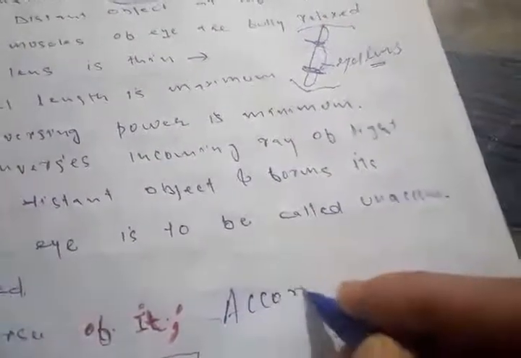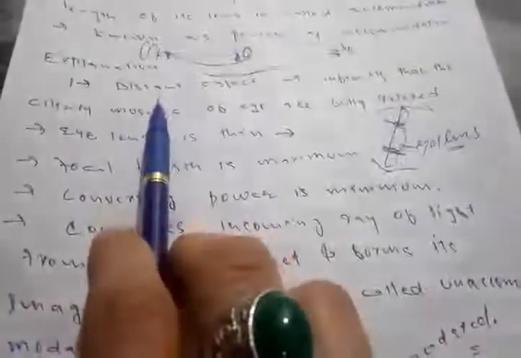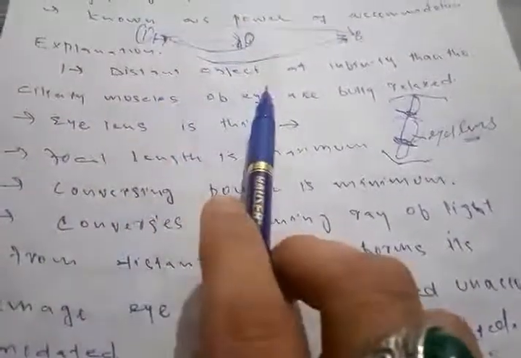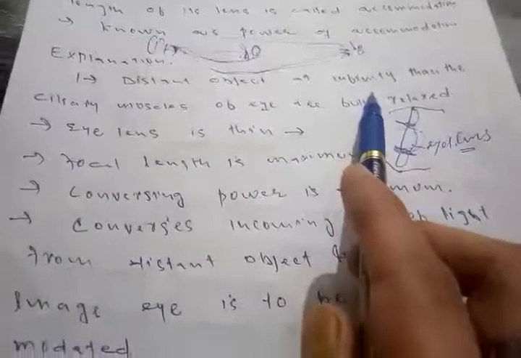The reverse is the second case. The second case is the reverse case. It is the accommodated condition. What does accommodated condition mean? It is the reverse. Here you are not looking at distant objects. In the accommodated condition, you are looking at nearby objects, not at infinity.